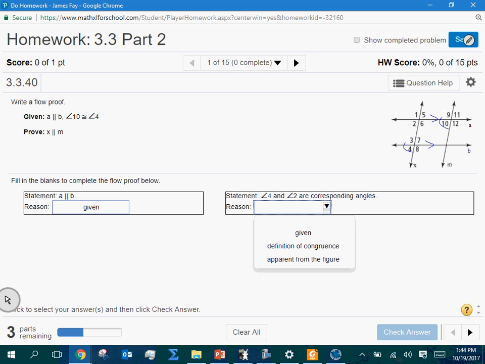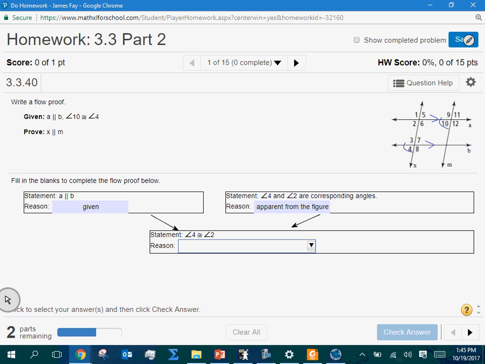When we look at this, again, our options are given, definition, congruence, or apparent from the figure. Another option there could be definition of corresponding angles. Because the definition tells us how 4 and 2 should relate to one another in regards to what corresponding means. Does that make sense? Though they don't put that there, when they say apparent from the figure, the definition is telling us that 4 and 2 are corresponding. So that could be options. So we check that answer.